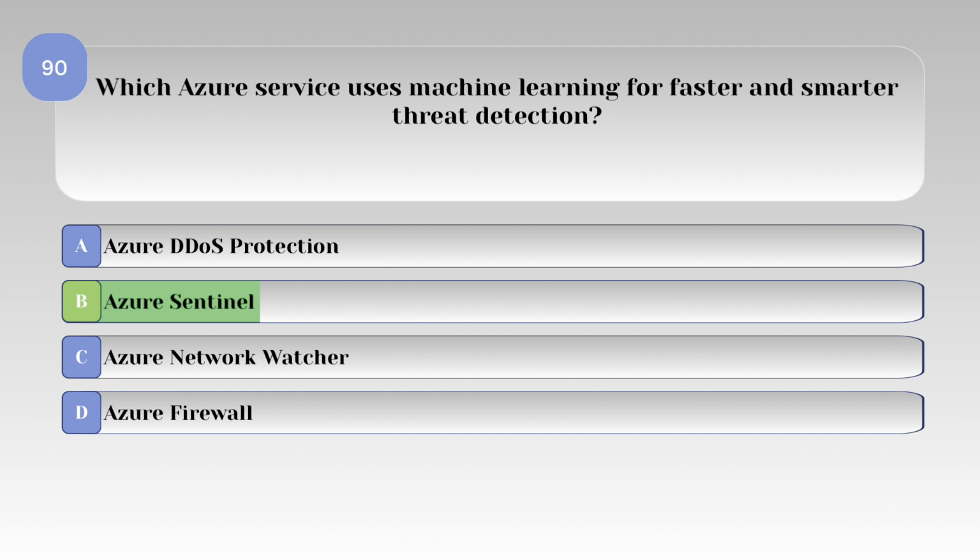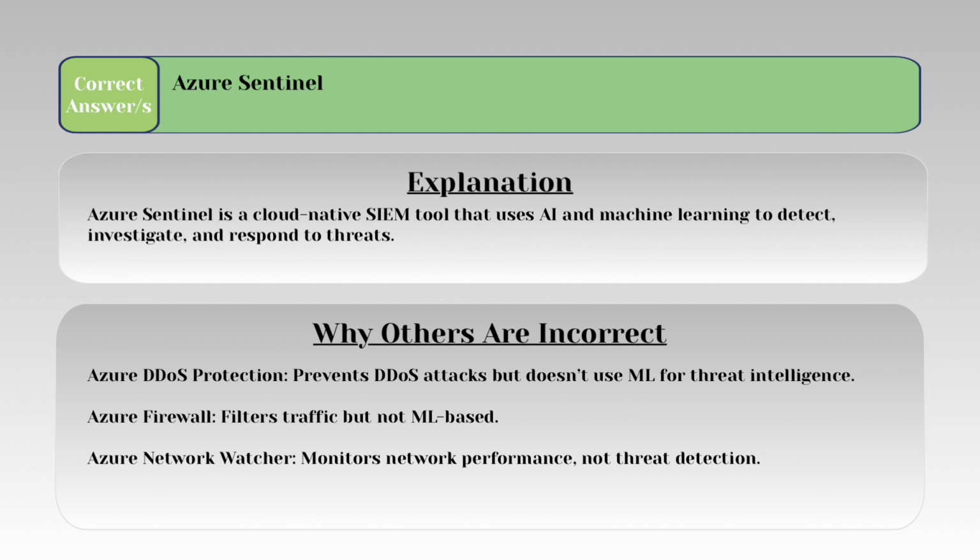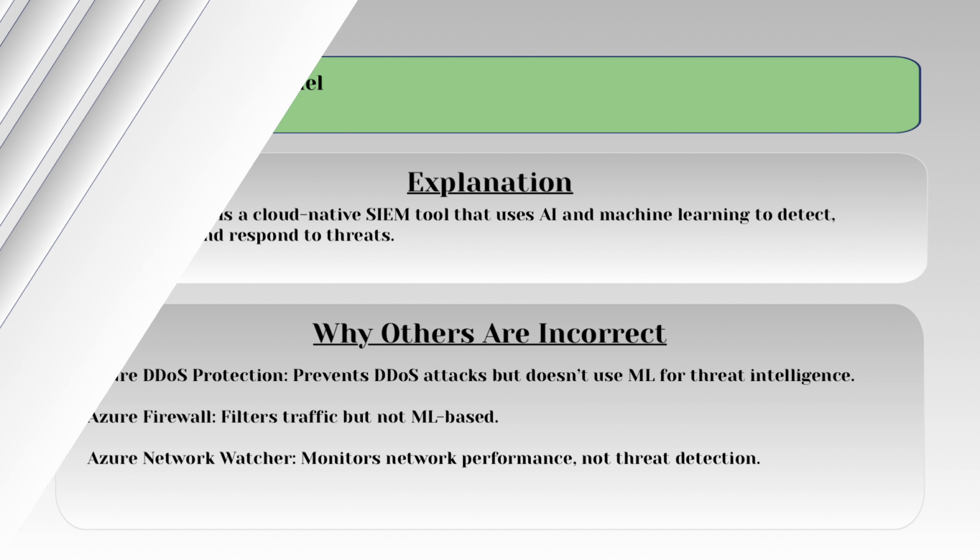Correct answer, Azure Sentinel. Explanation: Azure Sentinel is a cloud-native SIEM tool that uses AI and machine learning to detect, investigate, and respond to threats. Why the other options are incorrect: Azure DDoS Protection prevents DDoS attacks but doesn't use ML for threat intelligence. Azure Firewall filters traffic but is not ML-based. Azure Network Watcher monitors network performance, not threat detection.